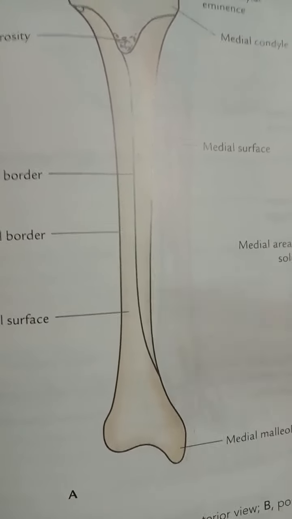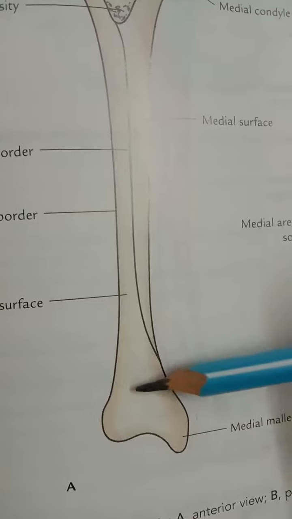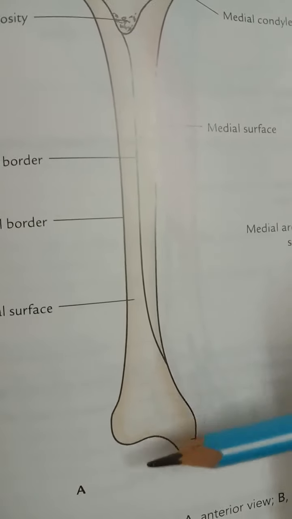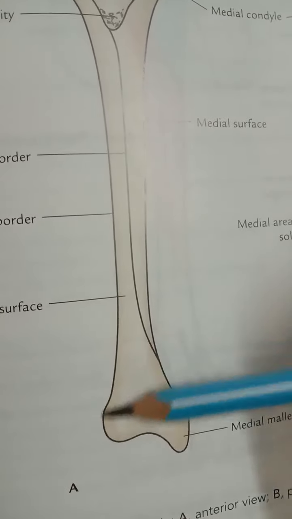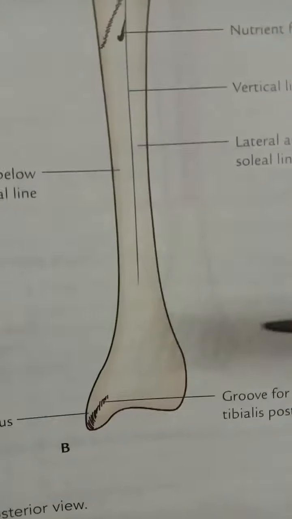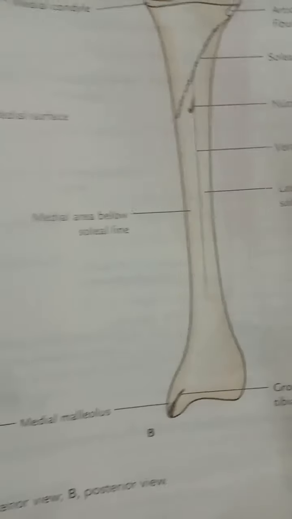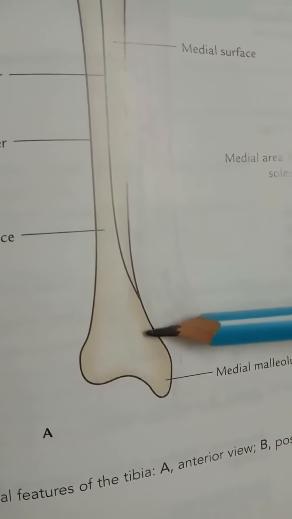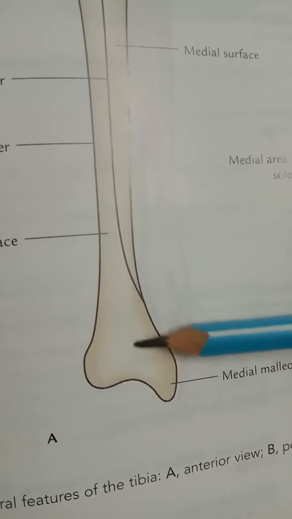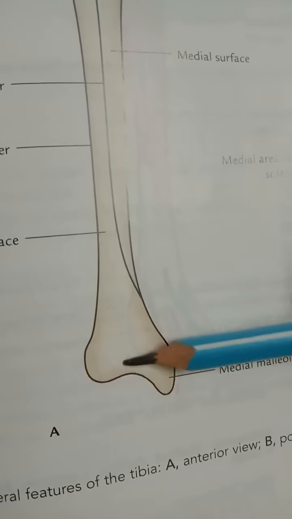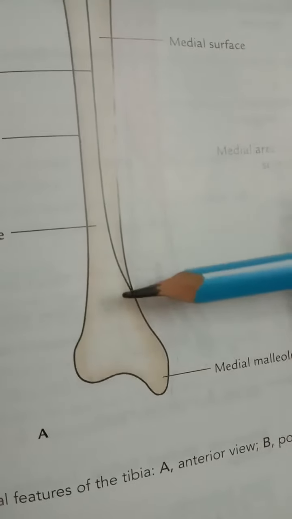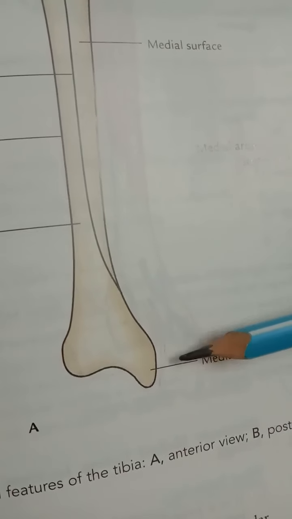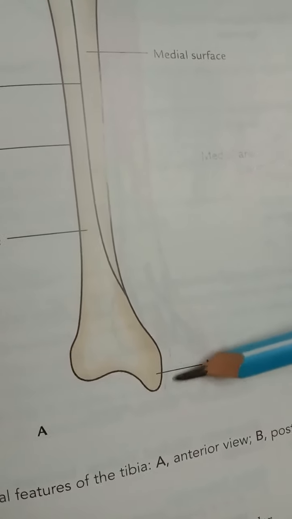Then the lower end of the tibia. The lower end is slightly expanded and it has 5 surfaces: the anterior surface, the medial surface, the lateral surface, the inferior surface, and the posterior surface. So first, the anterior surface. The anterior surface of the lower end has an upper smooth part and a lower rough and groove part. The medial surface, so this one, is subcutaneous and it is continuous with the medial malleolus.